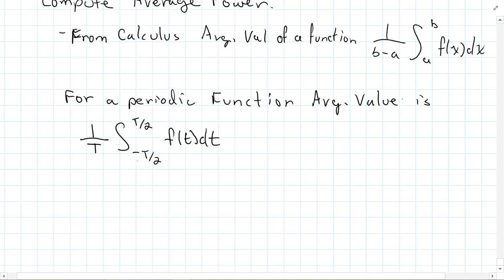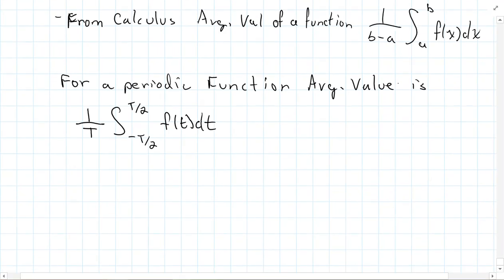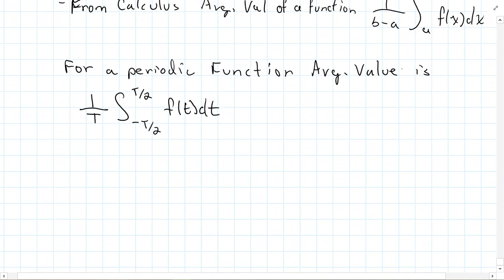Now you might say, why did I do negative T over 2 to T over 2? Well, there's a very good reason why. I'll do that in a second here. But what we're going to do is go ahead and do this integral, or at least go through it here. So what we're going to look at is the average power.